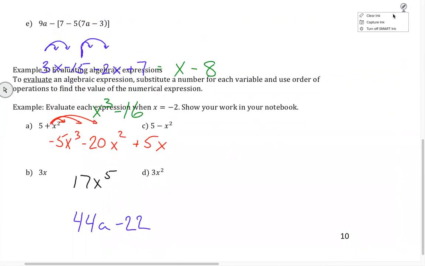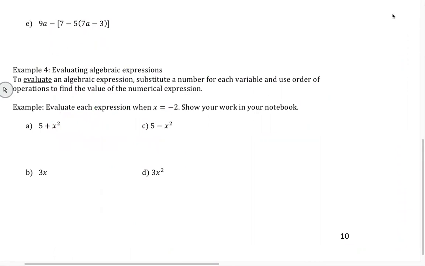This is it. Last little bit. Now it says to evaluate. Evaluate means we are going to substitute a number for each variable. So in this case, we are going to substitute in negative 2 for each of the x's. Okay, because it says it right there.